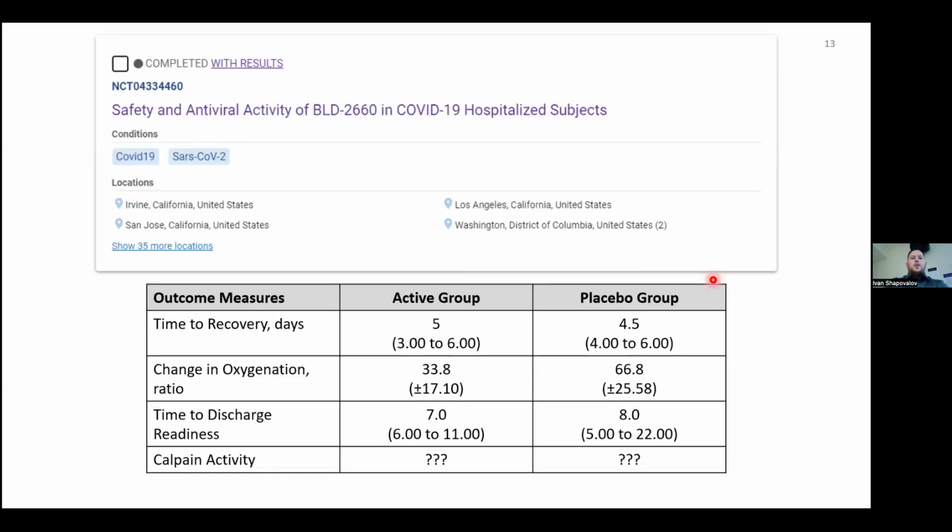In fact, to date, there has only been one clinical study completed that attempted to inhibit Calpain. This was the study on this drug, Blade 2660, which was tested in the context of COVID-related lung fibrosis. But in this study, this drug was unable to affect any outcome measures. And in fact, the authors didn't even publish anything on whether the drug was successful at inhibiting Calpain itself. We can assume it wasn't. So it is safe to say that to date, there aren't any effective inhibitors of Calpain that are clinically viable.